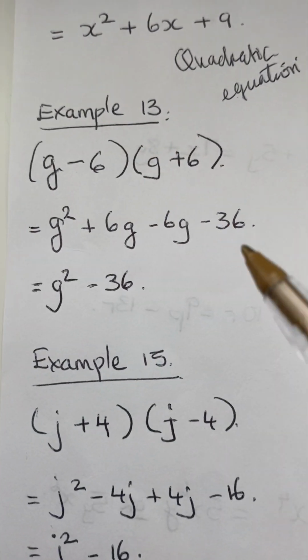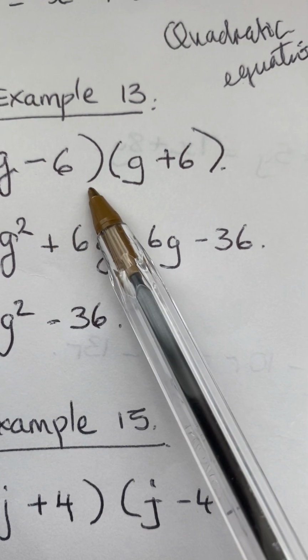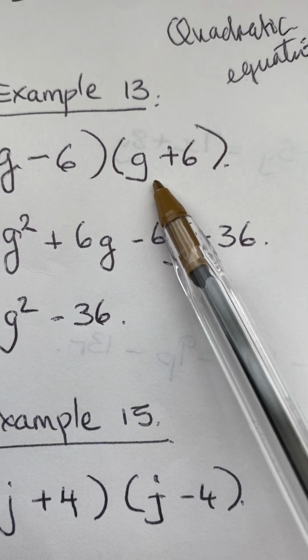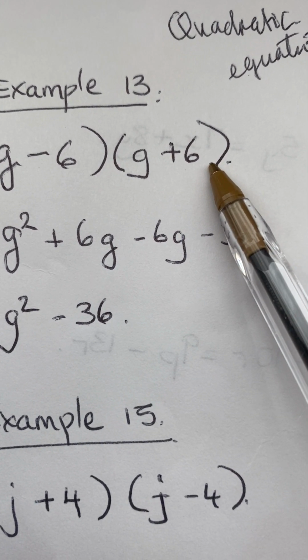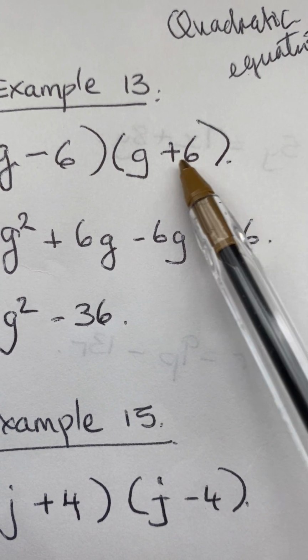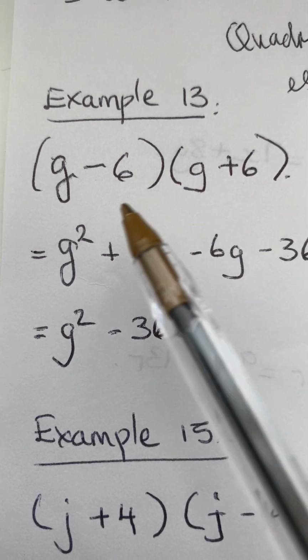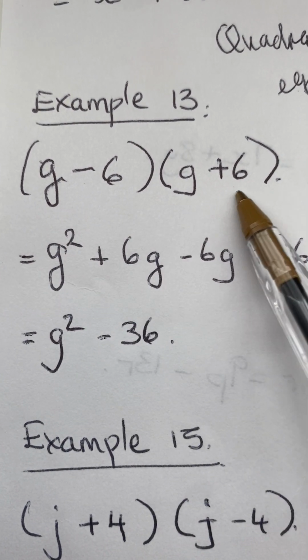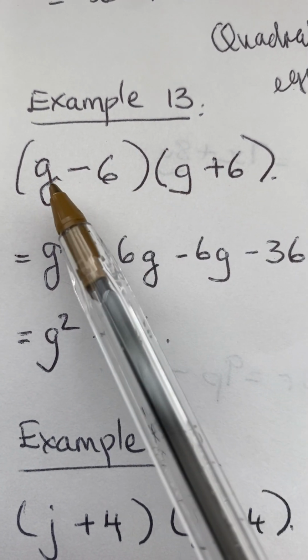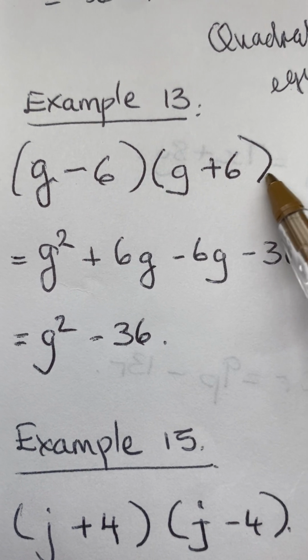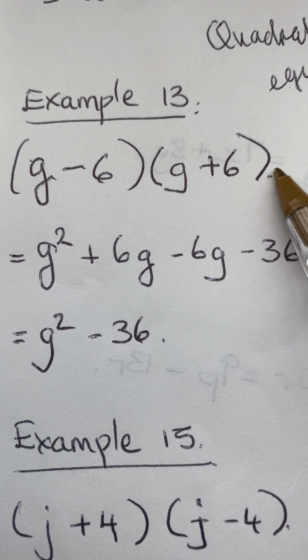So (g minus 6)(g plus 6). Okay, the signs are different. It doesn't matter which one comes first. So g will multiply everything in this bracket. Minus 6 will multiply everything in this bracket.